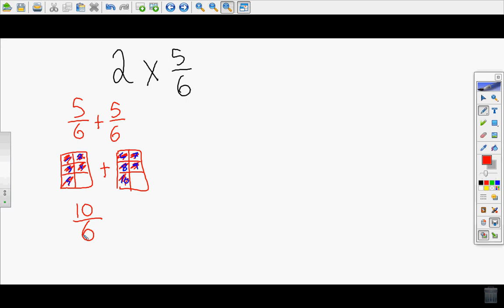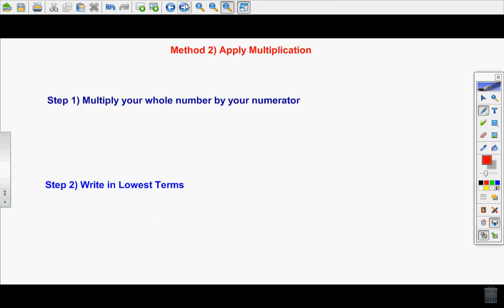So we know that 10 can be divided by 2. And we know that 6 can be divided by 2, which gives us 5 over 3. And in this case, we've got our answer as 5 over 3. Let's look at method 2 now. Method 2 says we're just going to apply multiplication.